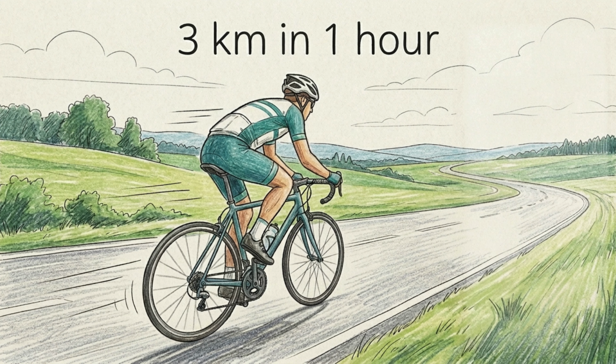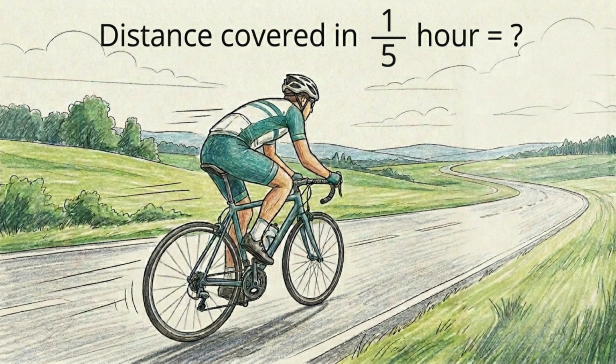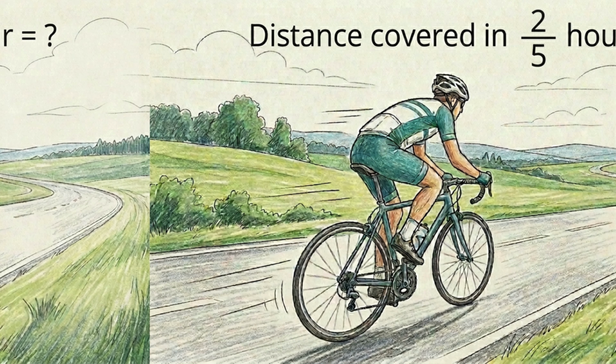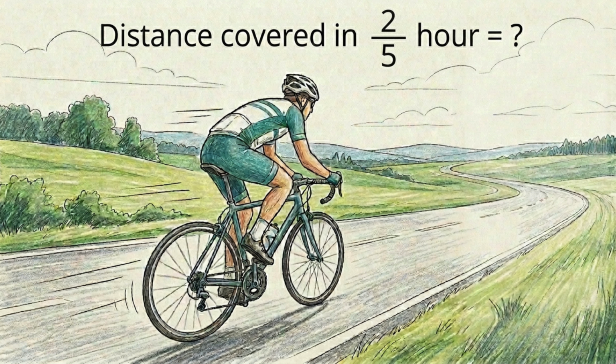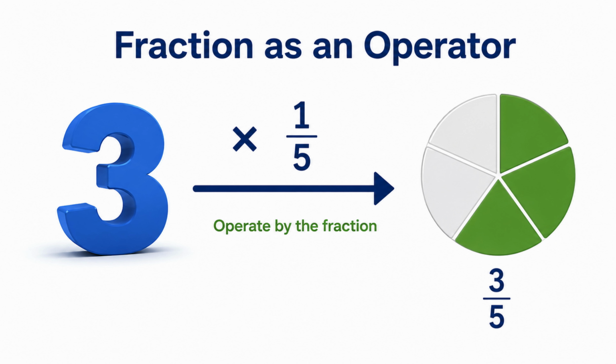Imagine a cyclist traveling 3 kilometers in 1 hour. How far will the cyclist travel in just 1/5 of an hour? What about 2/5 of an hour? Questions like these may seem simple, but they reveal a powerful mathematical idea. A fraction can act as an operator, helping us find a part of a quantity.